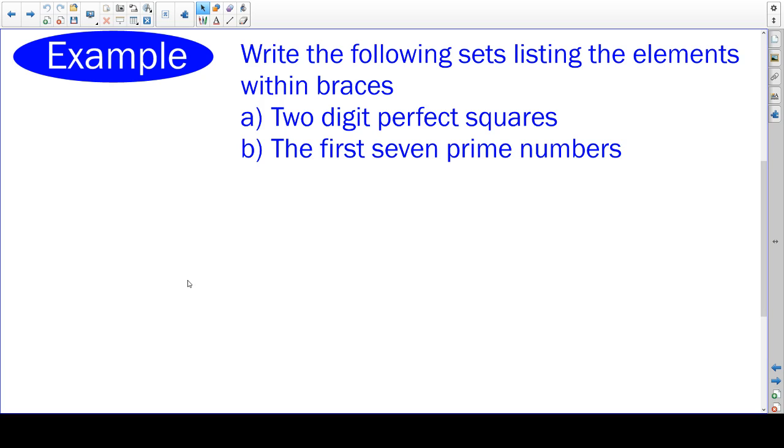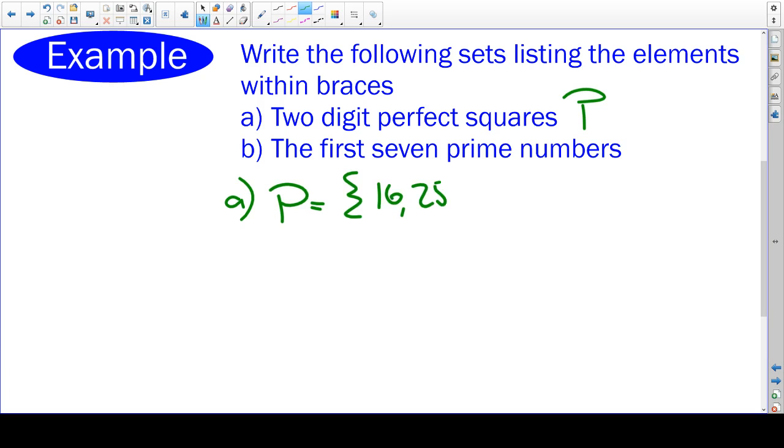2-digit perfect squares. So this just gives us some practice in writing out sets. We want to make sure that we can call anything we want. I'm going to call it set P. So P would be 16, 25, 36, 49, 64, and 81. Those would be the list or the set of 2-digit perfect squares.